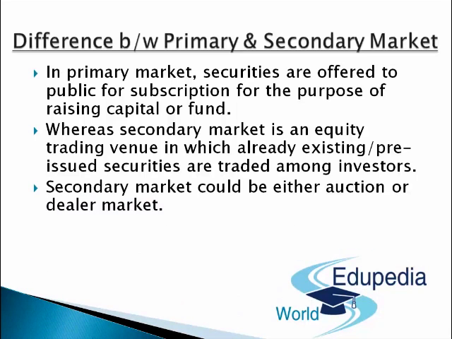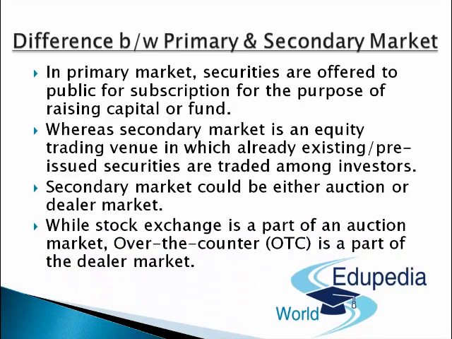Secondary market could either be an auction or a dealer market for that matter. So that's an advantage. You can go for the auction method as well as the dealer method, which is available in the market day in, day out. While the stock exchange is a part of the auction market, the over-the-counter term, which we heard during our last IPCC as well, is a part of the dealer market basically. So that's a bit of difference between the two.